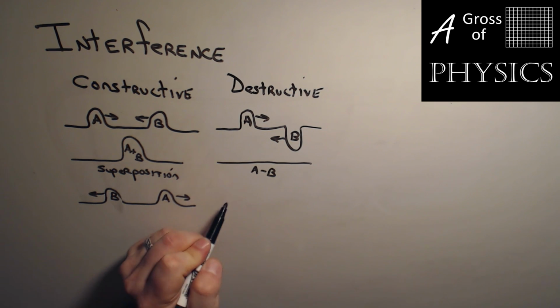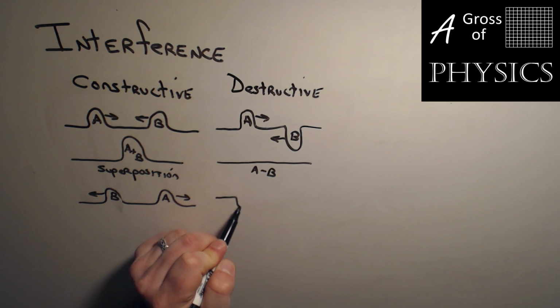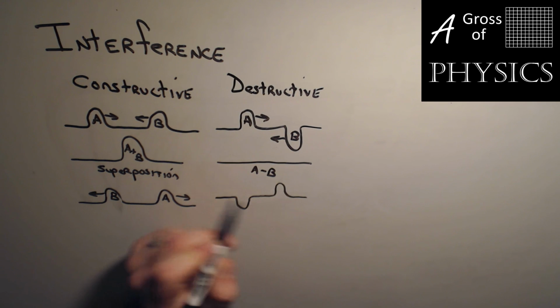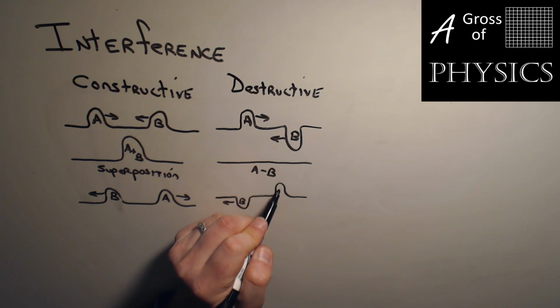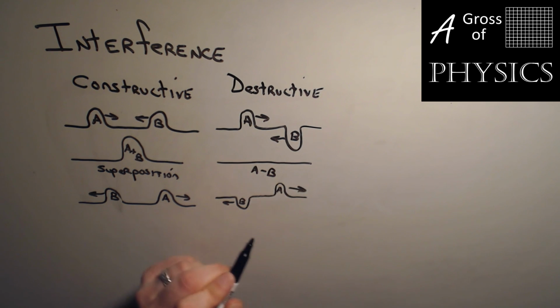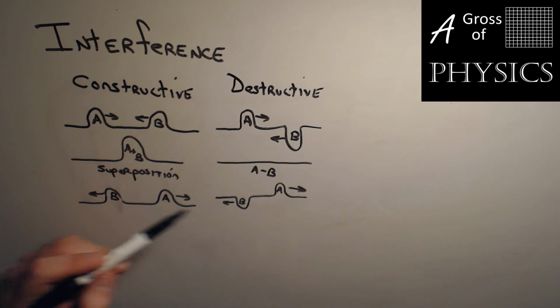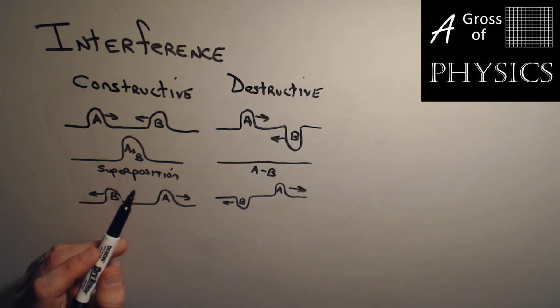However, just like with constructive interference, after they interfere with one another, B will continue to move to the left, and A will continue to move to the right. So they'll continue on their path. And once again, this is the superposition.